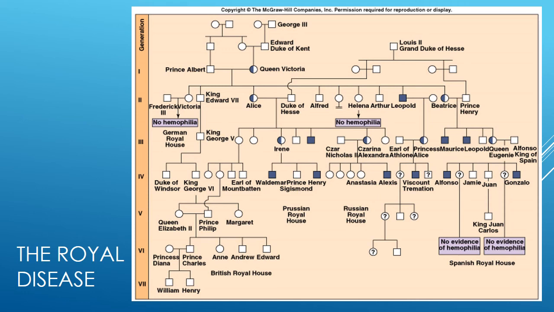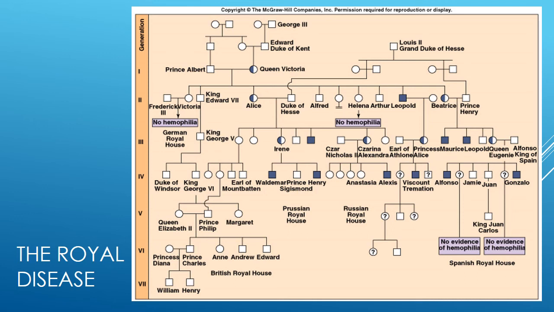There's a couple of lines that got away from the hemophiliac problem. This group in the German royal house ended up without hemophilia. There's another group basically down here which leads to our current royals in England, Queen Elizabeth II, Prince Philip, Prince Charles, their two kids. Everybody over here is okay. The most famous royals that had this problem were, of course, this little cluster right here. Tsar Nicholas and Tsarina Alexandra.